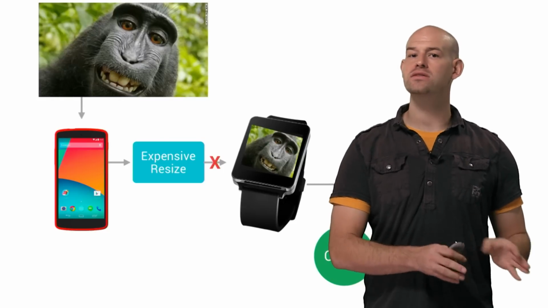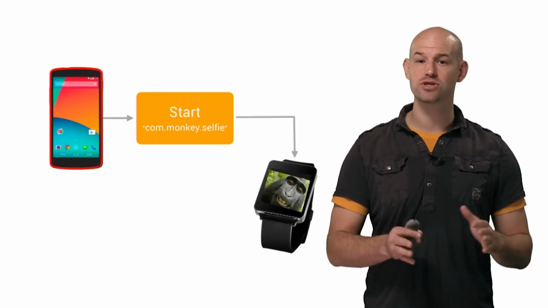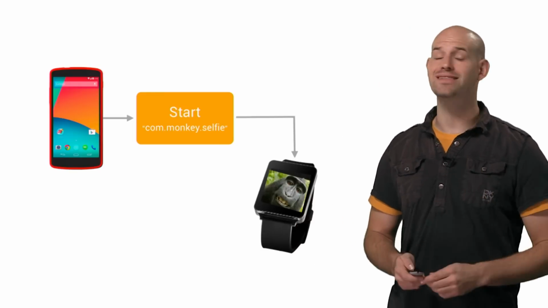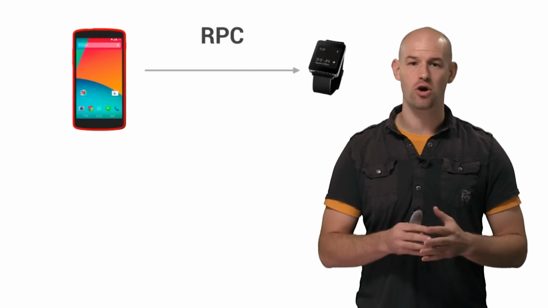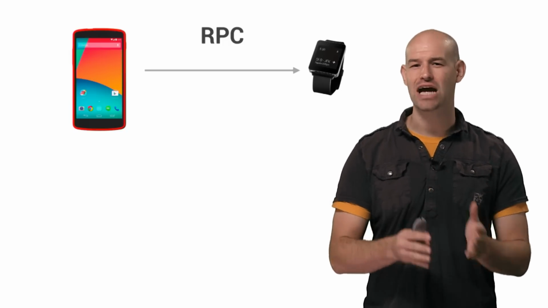On the simpler side of things, the DataLayer API also provides the Message API, which is ideal for common tasks like telling your Wear device to start an activity or telling the phone to skip to the next song. By default, these messages are generally of the remote procedure call nature. That is, once they're shipped off, there's no validation that the message was actually received.